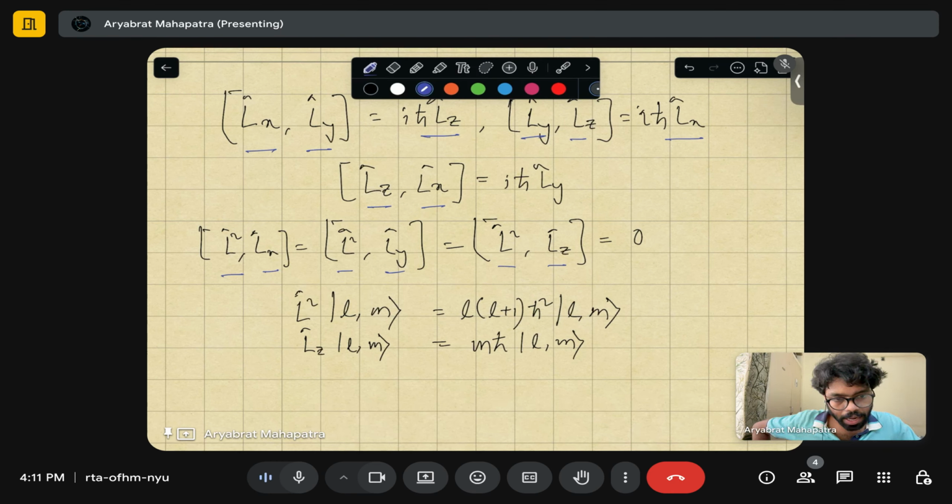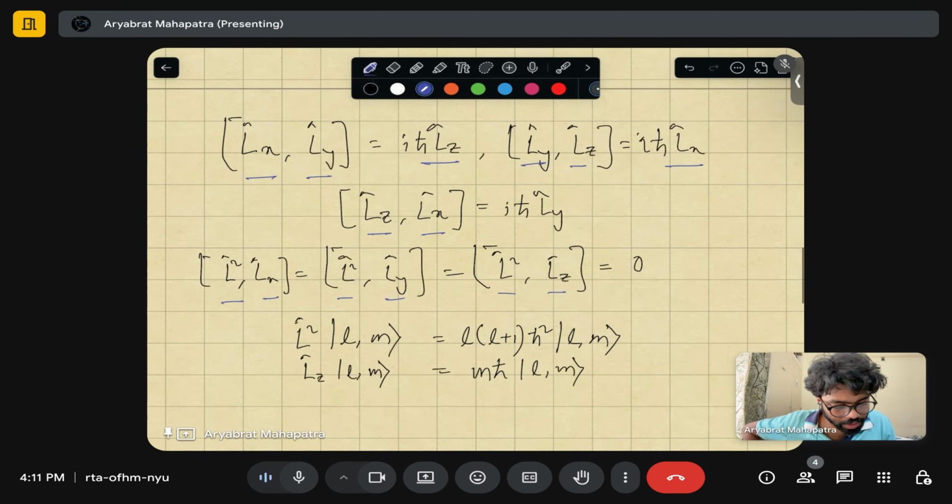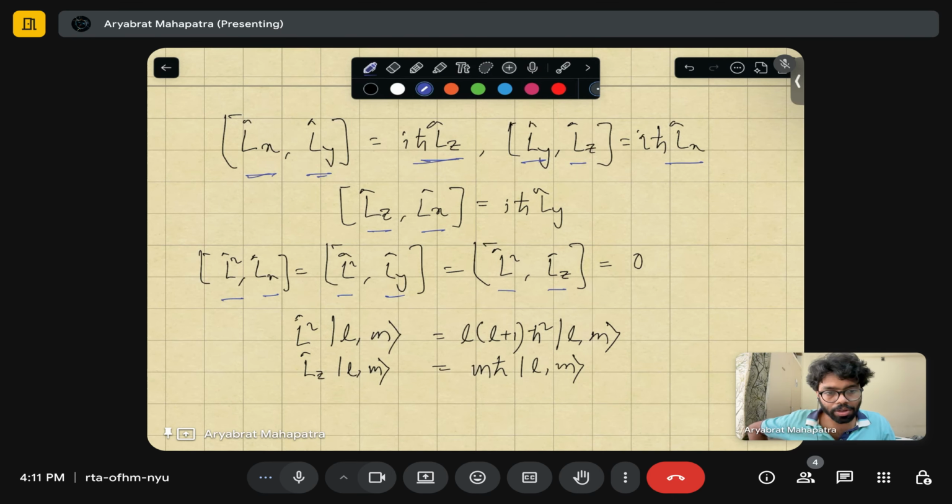It means that you can simultaneously measure such things. Like Lx and Ly, since they do not commute, you cannot simultaneously measure them. There will always be some uncertainty. But if you are doing L square and Ly, or L square and Lx, or L square and Lz, the commutation is zero. So physically that means you can simultaneously measure both L square and Lz of the given quantum mechanical system without any uncertainty.